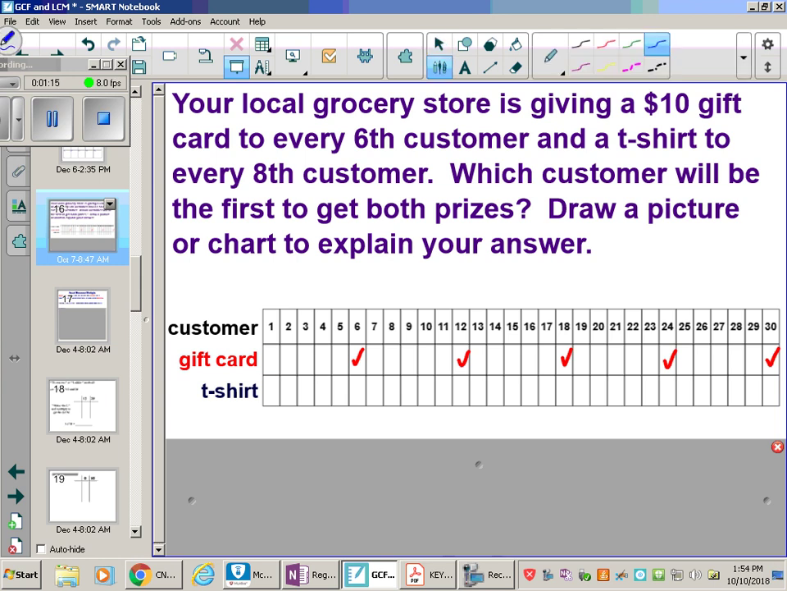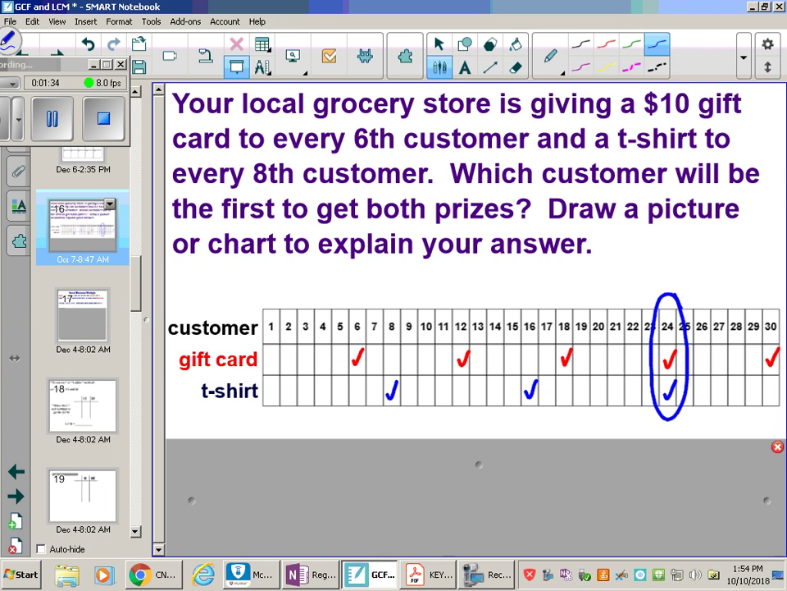Now, when I look at the t-shirt, it said every 8th customer is going to get the t-shirt. So every 8th customer means person number 8, person number 16, person number 24, so forth and so on. So the first customer to get both prizes, I can see from my work here, is person number 24.